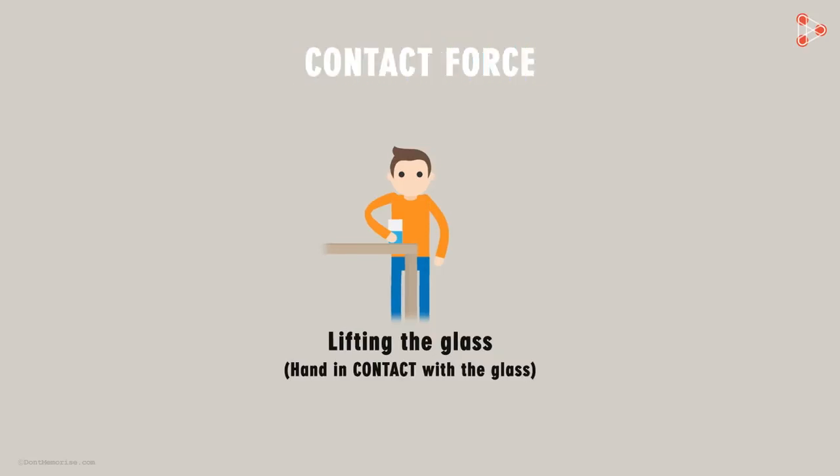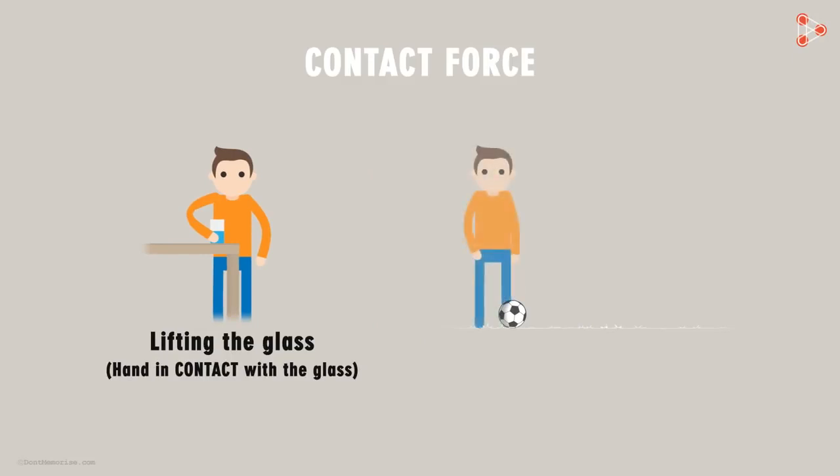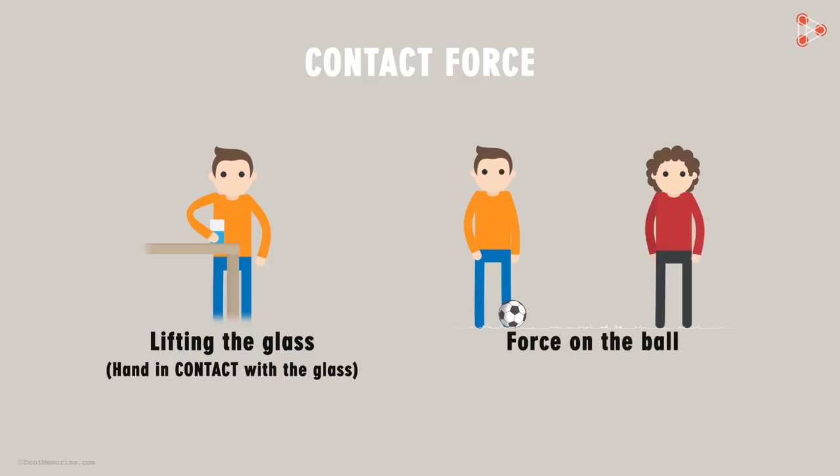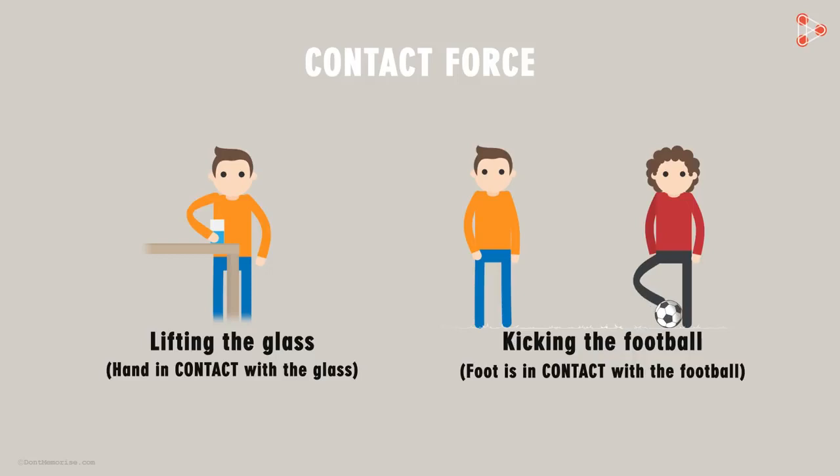Here is an example from the previous video. This player wants to pass this football towards his teammate, who is standing on the other side of the pitch. The player will apply the force on the ball by kicking it. When the player applies force, his foot is in contact with the football. So this force is a contact force.